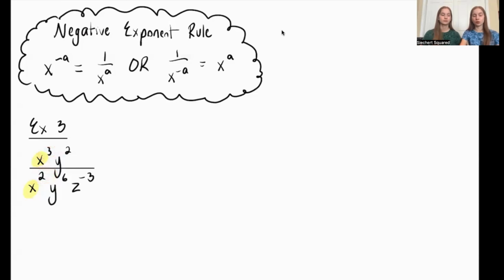3 minus 2 will give you a 1. So now we have, oops, sorry. Yeah, we have just an x. I'll just put a 1 to the first. Again, you don't have to put that exponent of 1. However, it can be very helpful to see what you're working with.